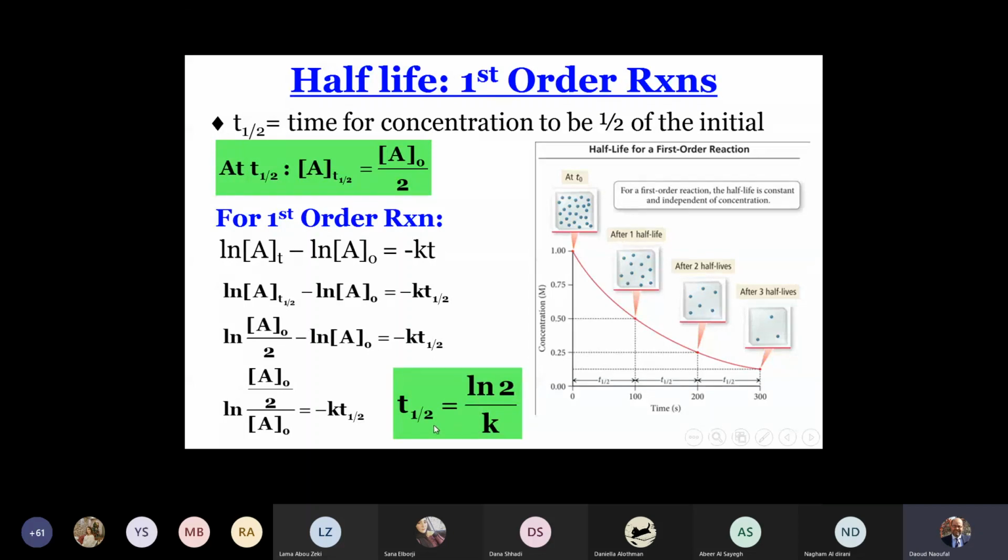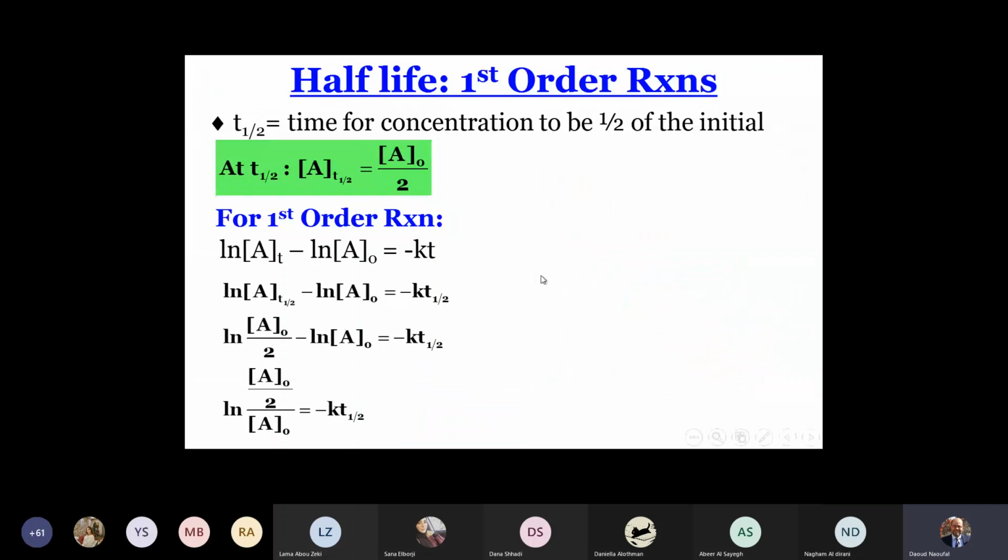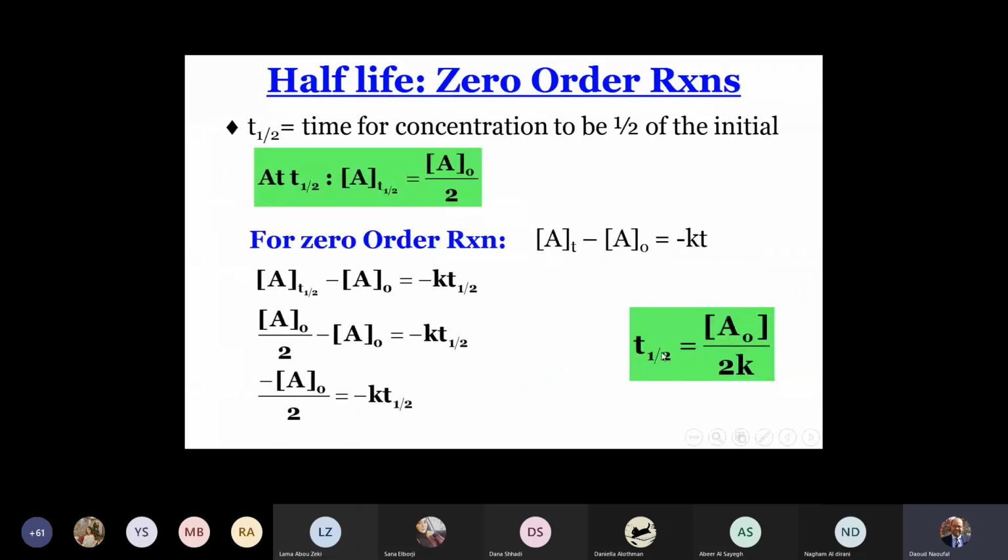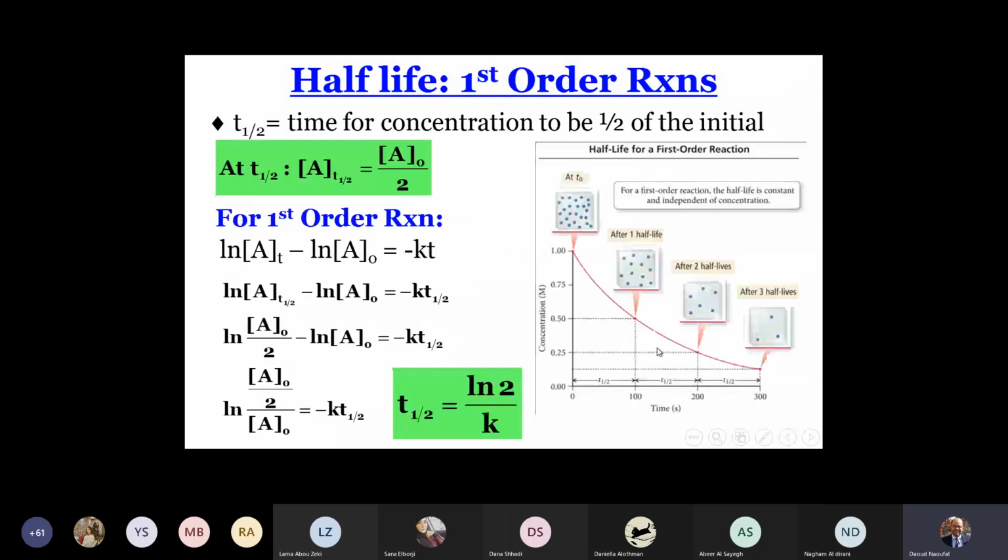And pay attention, in the expression of t-half, we have only the K dependence. For a reaction of order 1, t-half is independent of the initial concentration. T-half depends only on the rate constant of the reaction, and t-half is inversely proportional to K. In order 0, t-half is directly proportional to A0, equal to A0 divided by 2K. In order 1, t-half is independent of A0. T-half is equal to ln 2 divided by K, and this is the formula we obtain when we study radioactive decay in physics.